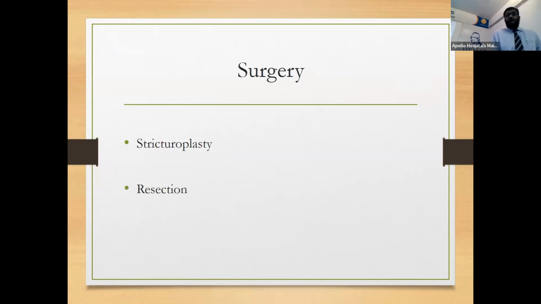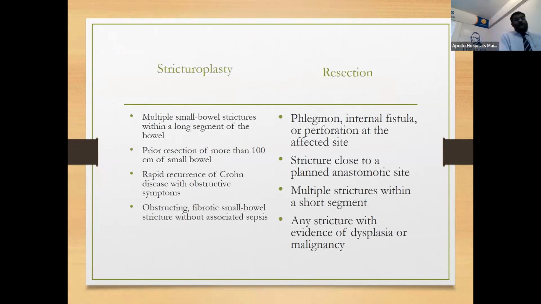Two kinds of surgery are normally done in these kinds of patients, either a stricturoplasty or a resection. Again, there are specific indications for either procedure. If the strictures are multiple, and if the bowel segment is quite long, there is a role for stricturoplasty. But if they're all within a foot or within half a foot, the better option would be to resect and join up. These patients have multiple surgeries during their lives.